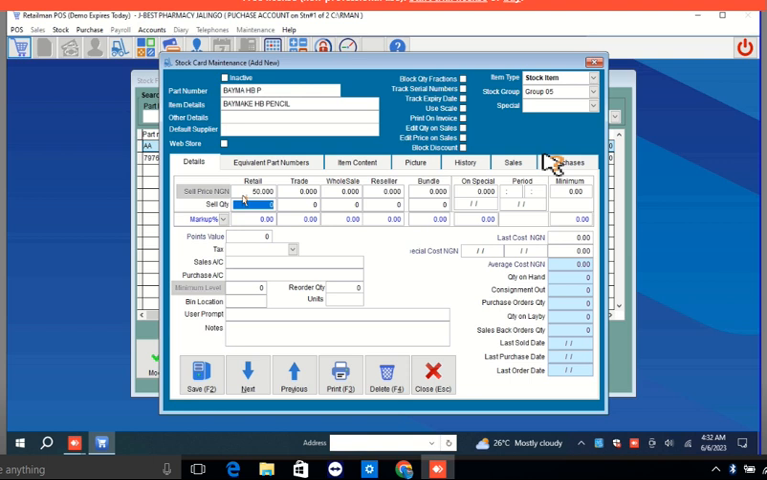Okay, now because you have put the price of a piece here, the system understands they are selling pieces. But because you also bought a pack and they will always like to sell in packs, you can go straight to the bundle and put the bundle price. That means the packet. How much is the packet?